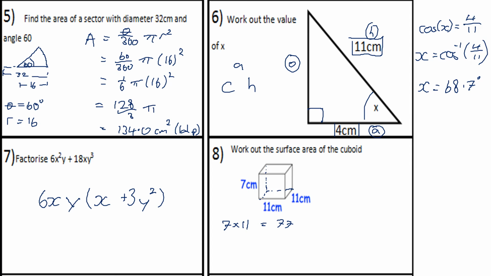Okay, so that front face is the same as that back face there. That back face is the exact same as the front face. So what we're going to do is double that. So we'll get 154. Okay, let me clear that.